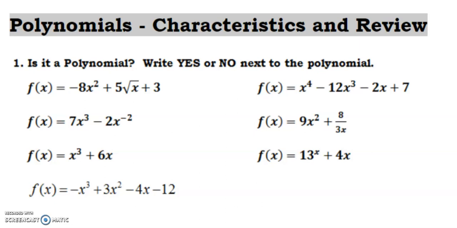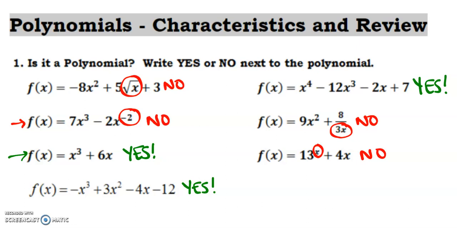So to help you get started, I would say that this f of x is not a polynomial because we have a negative exponent. But I would go ahead and say that this function is a polynomial. I should follow my own directions and write no instead of not, huh? Yes, it is a polynomial because we have positive integers as our exponents. So go ahead and pause, decide yes or no for each one. Pause your video now.